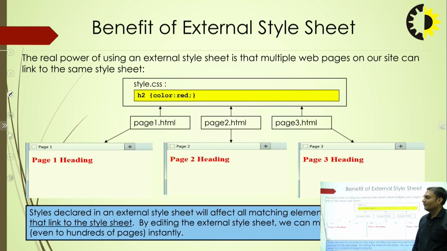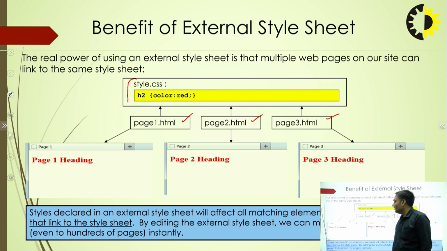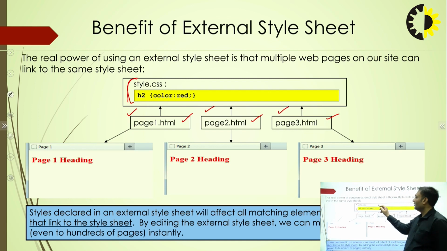Now, what is the benefit? As I told you, we can apply the same CSS file to multiple pages, like page1.html here, page2.html here, page3.html here, and in all the pages different h2 headings are placed. Then all the h2 headings will get colored red, and I just need to write a single file. I don't need to write the CSS rule inside this, inside this, and inside this. I will just write a single file, and it will automatically be reflected in all the HTML files, right?